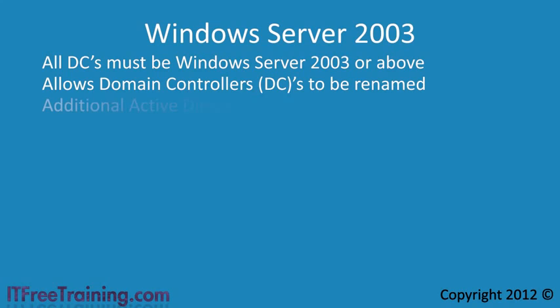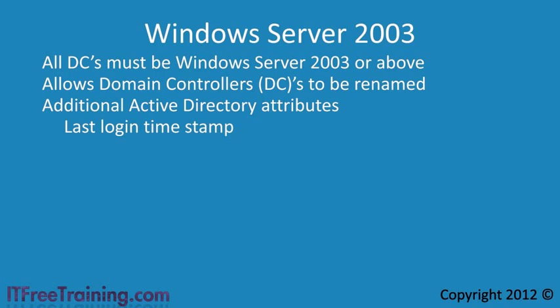The second feature adds new attributes to Active Directory. One new attribute is Last Login Timestamp. This is a useful feature that allows you to determine when a user last logged on to the domain. Using this feature, you can run a query on your domain, helping you to find any users that have not logged in for a long time. With this information, you can clean out some inactive users.